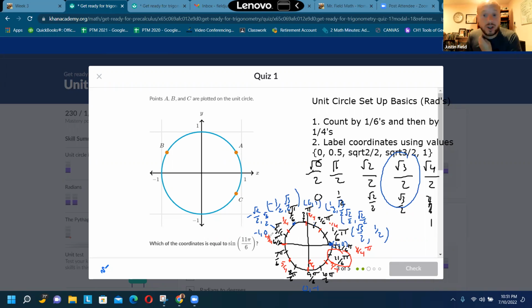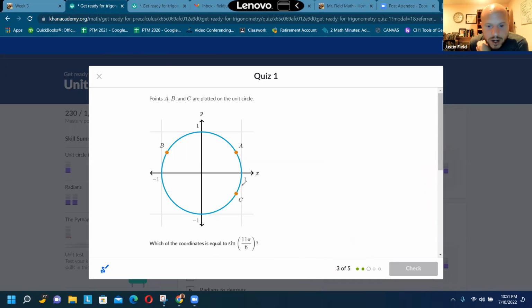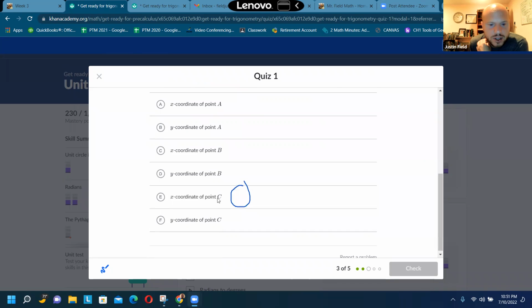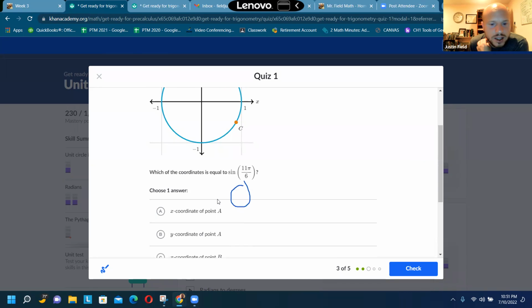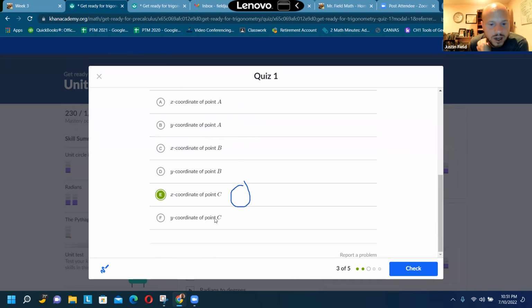So that is how I do the unit circle. I made it super easy for myself the second time I had to learn it. So I know that this is 11 pi over 6. Took no time at all. Oh, and the sine is the y coordinate.